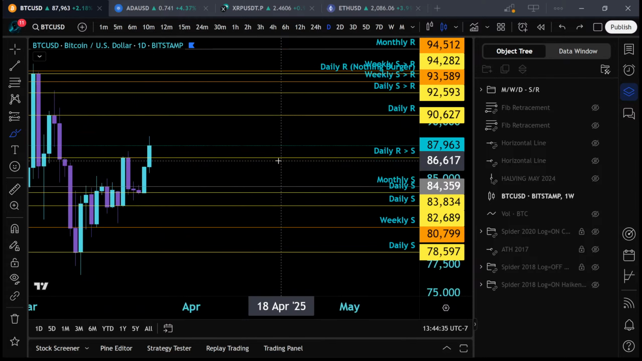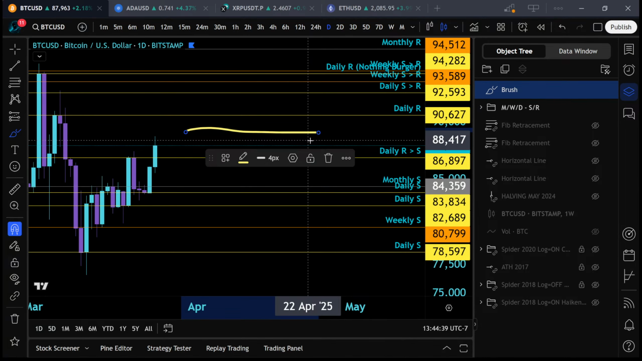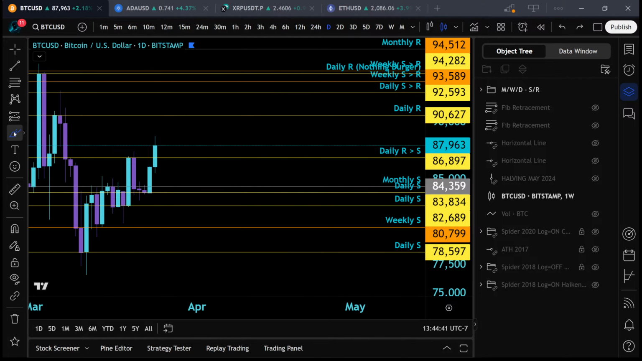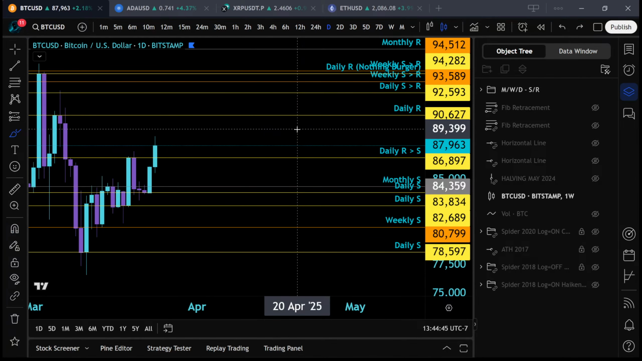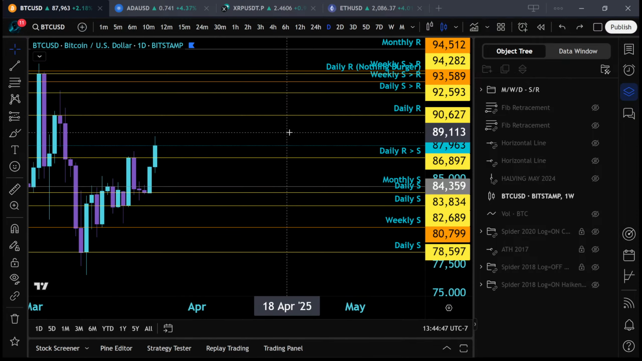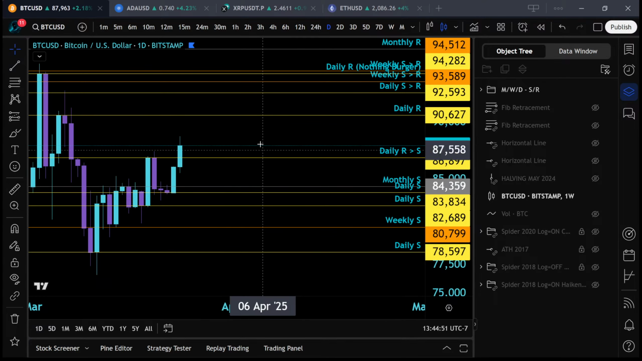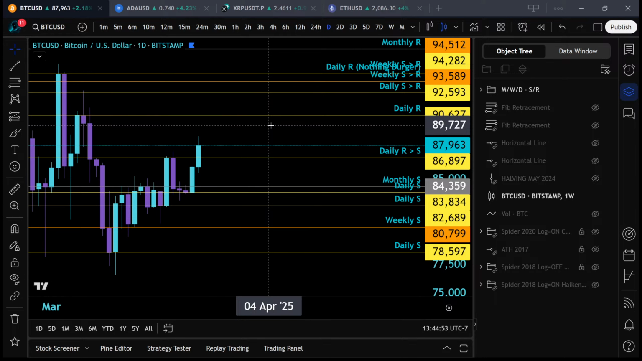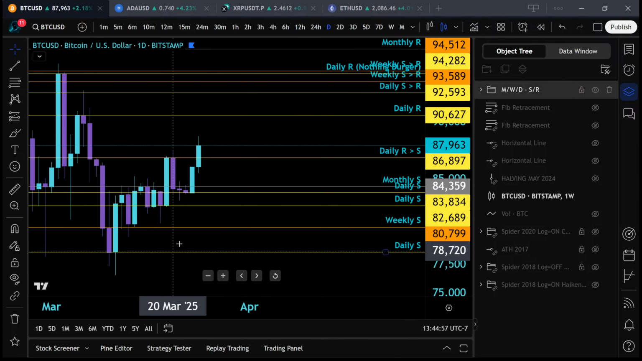So let's zoom back in a little bit here. Oops. I do this all the time. Please forgive me. I always accidentally leave my brush tool active, and then I do a bunch of dumb stuff as a result. So here we go. These are the support and resistance levels for the monthly, weekly, and daily.